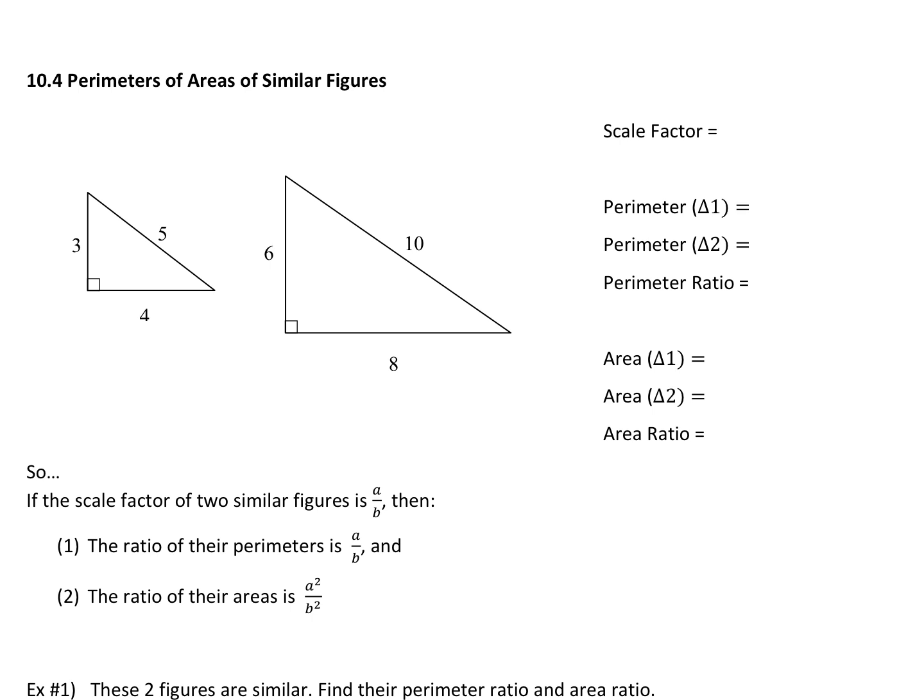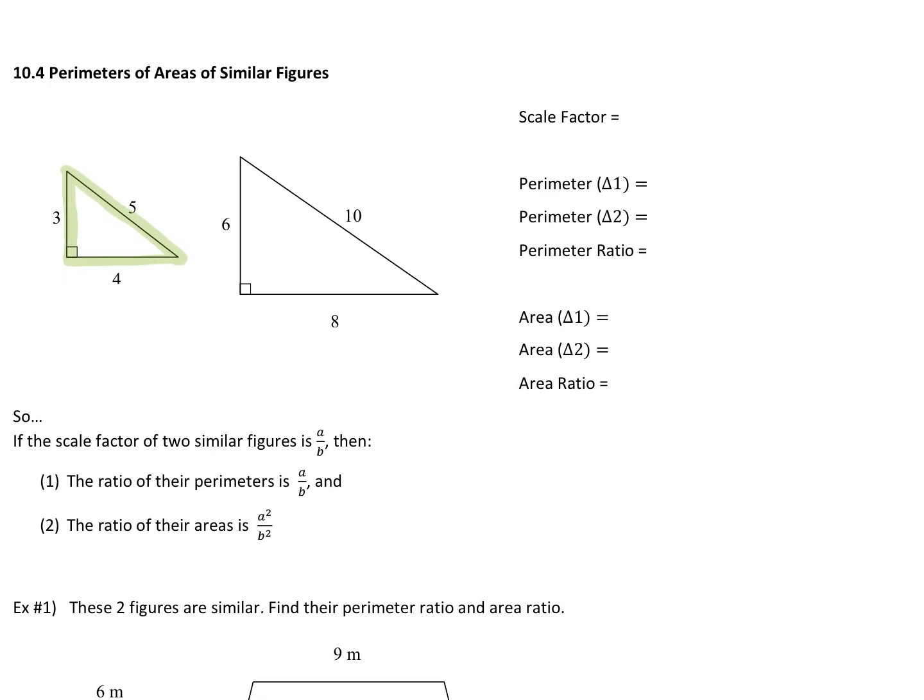these two triangles that you see here. Okay, so look at this first triangle. Can you tell me the perimeter of this green triangle? How'd you get 12? Right, 3 plus 4 plus 5, right? So 12 is the perimeter of that first triangle, the green one, okay?